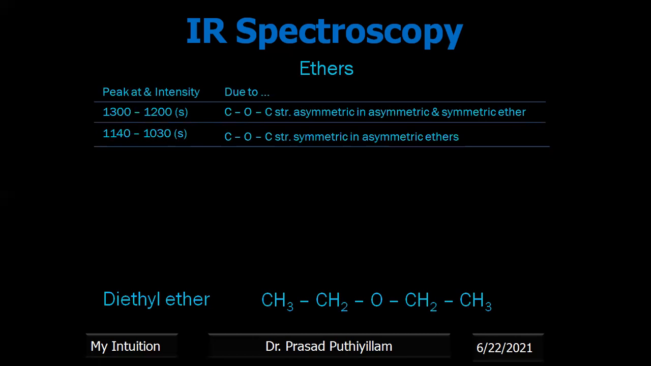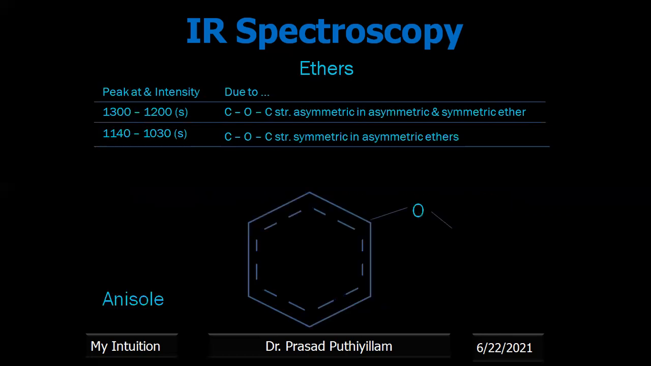So diethyl ether. Two ethyl groups are connected to oxygen. So for diethyl ether, the expected peak is around 1140 to 1030, because it is actually a symmetric ether. Okay, so COC stretching in symmetric ether. Anisole, it should give... Okay, a typing mistake happened there.